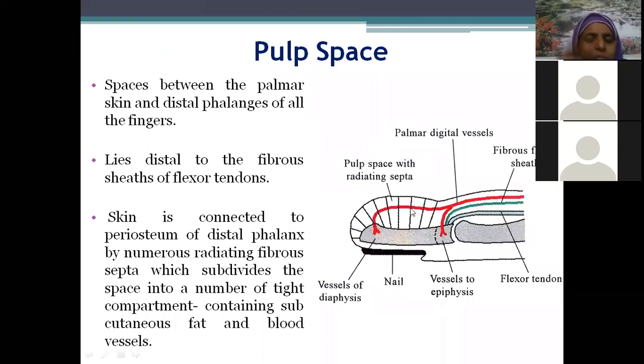Pulp space can also be a 3 marker. Very popular question again. Many times it was asked. See here, listen carefully. In pulp space, suppose this is skin. From the skin, you are finding the fibrous septae which are going up to the periosteum of the bone. Are you finding these black lines? All black lines which are starting just below the skin and getting attached to the periosteum of this phalangeal bone, distal phalanx. This one, distal phalanx.